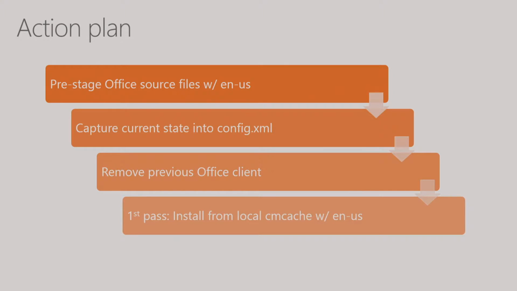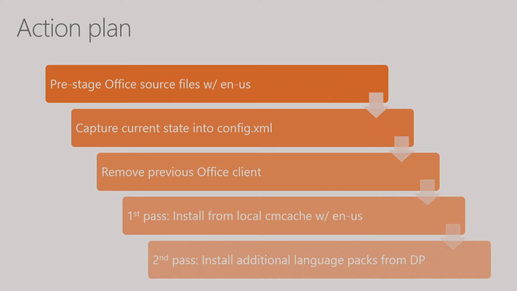And then we came up with the idea of doing 2 passes during the install process. The first pass runs from the local CCM cache, installing the core package of Office with the desired applications and the English language pack. Then in the second pass, because we queried the machine before for what the user already had, we install the additional language packs on top.